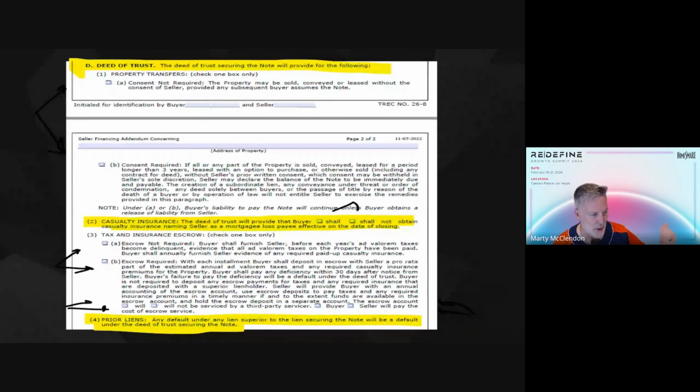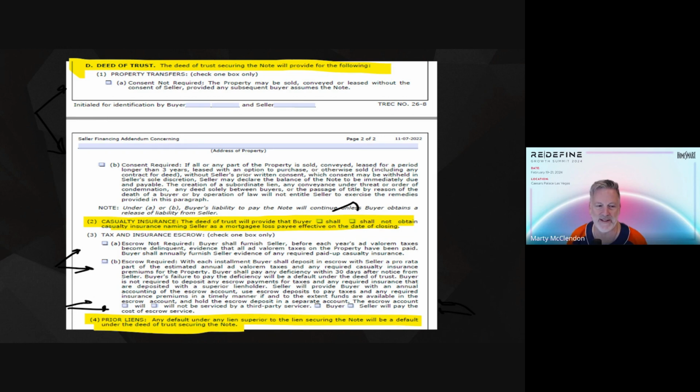And of course, then you go into paragraph 2, which says more choices. Paragraph 2 says the deed of trust will provide that the buyer shall or shall not obtain basically homeowner's insurance. Well, yes, they should, right? Shall. Seller as the mortgagee, loss payee. So they want to make sure that the seller is on the insurance policy, that they're paid off in case it burns down, it gets flooded, whatever, right? So you want the buyer to provide home insurance that covers the mortgagee, the seller, as well.